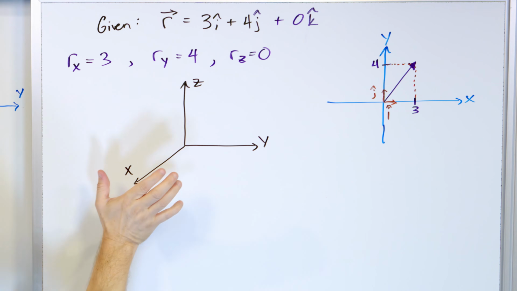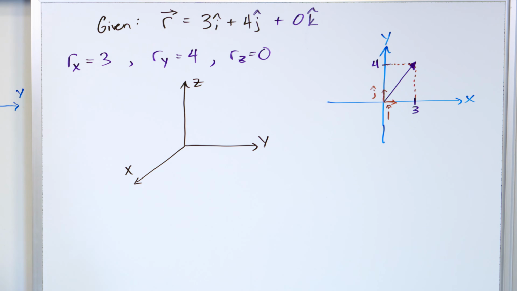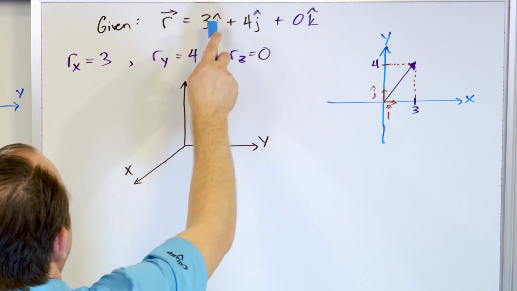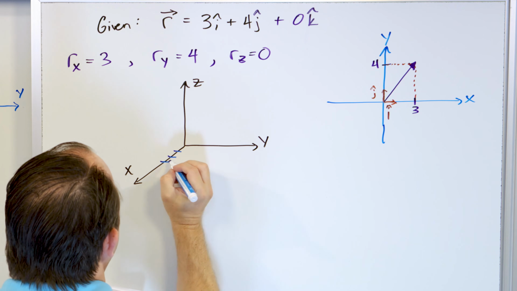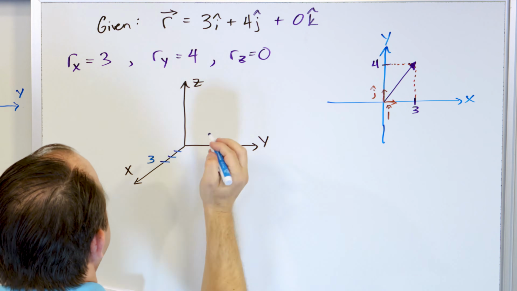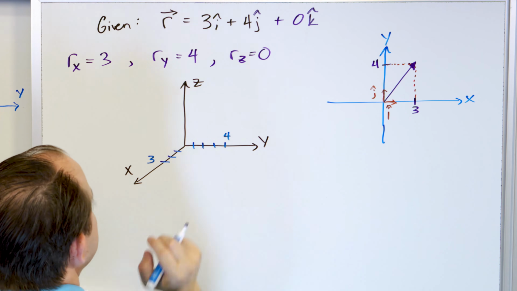You take X, you cross it into Y, and your thumb should point to Z, so you know you have it labeled correctly. Now what do we have here? We have an X component of 3, so we mark 1, 2, 3. That's 3 right there. A Y component of 4. 1, 2, 3, 4 right here. And there is no Z component here.